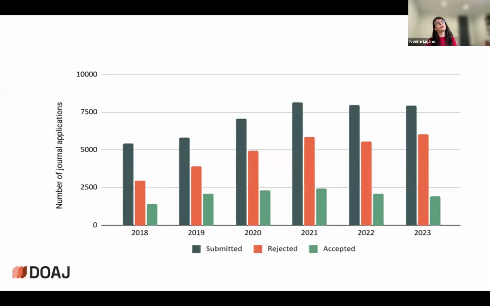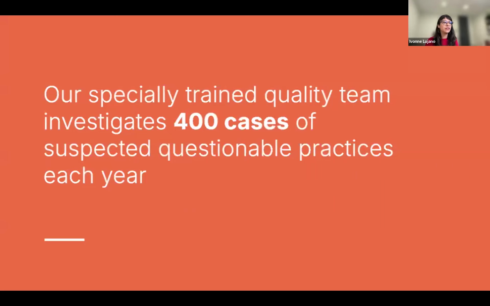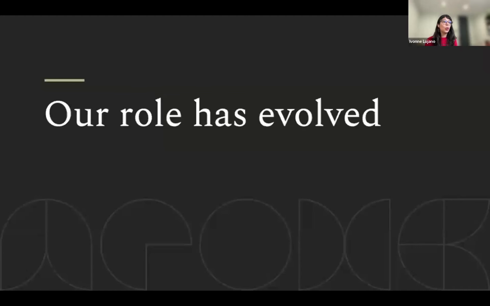Our services are in increasing demand. People, organizations, libraries and journals are requiring our services, and this has led us to establish a special quality team that investigates 400 cases per year, more or less, of journals that have suspected or questionable practices. So we think our role has evolved from a list of journals to a stakeholder that takes care of ethics in publication.